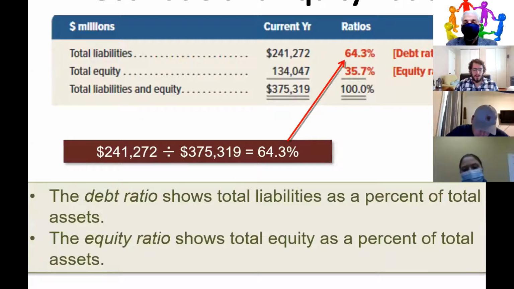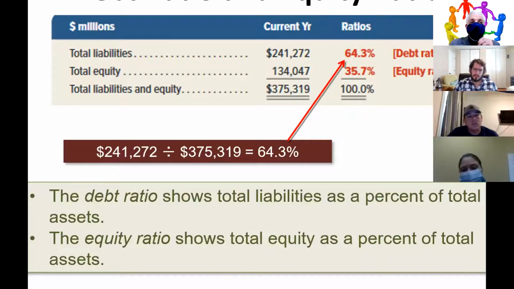So debt ratio is roughly 64%. Equity ratio is 36% for a total of 100%. Now, if we notice our liabilities are almost double our equity. So if we do a debt to equity ratio, we have almost 2. But here we got 64% of our balance sheet is liabilities. 35.7% of our balance sheet is equity.